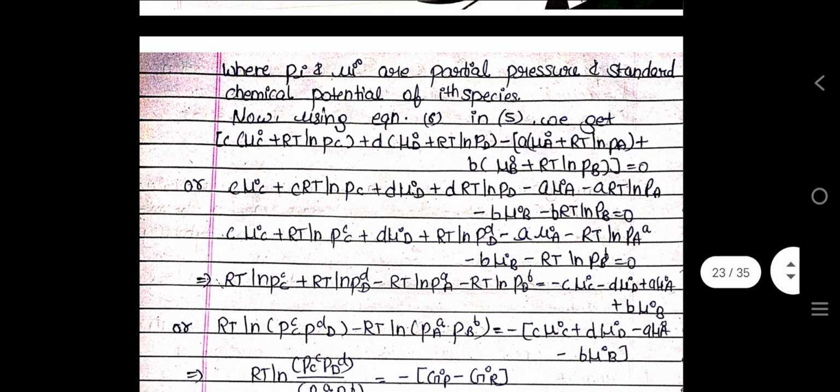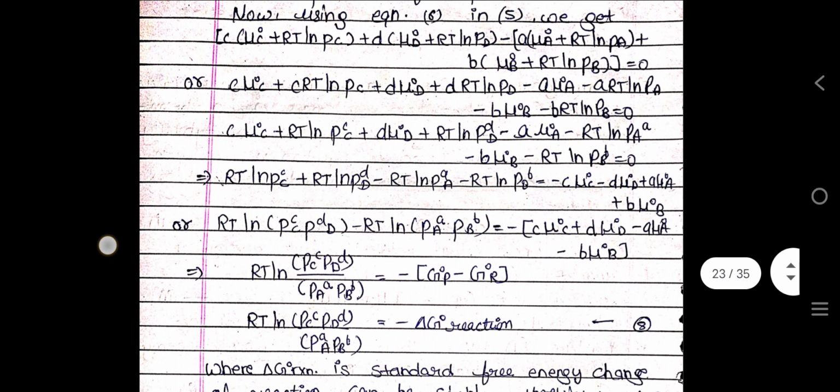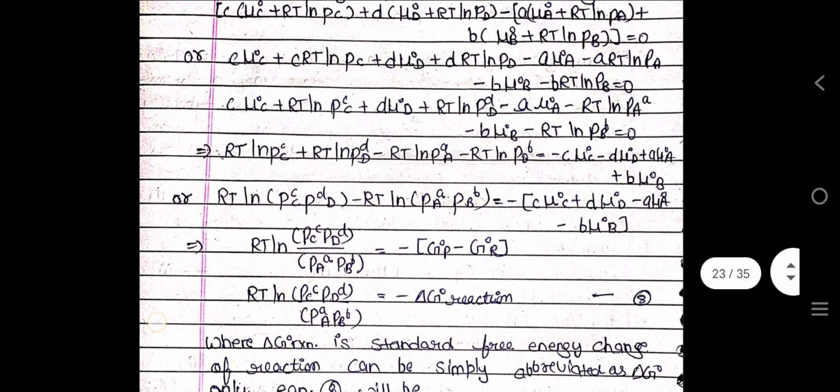Now recall the expression of chemical potential of the ith species in gas phase. Mu_i is equal to mu_i naught plus RT ln P_i, where P_i and mu_i naught are the partial pressure and standard chemical potential of the ith species. Now using equation 6 in fifth, we get c (mu_C naught plus RT ln P_C) plus d (mu_D naught plus RT ln P_D) minus a (mu_A naught plus RT ln P_A) plus b (mu_B naught plus RT ln P_B) is equal to 0.